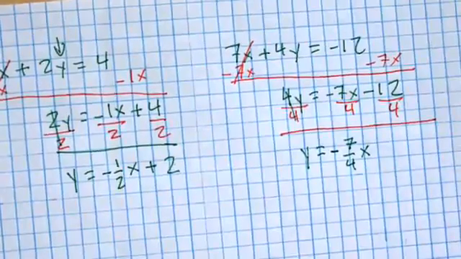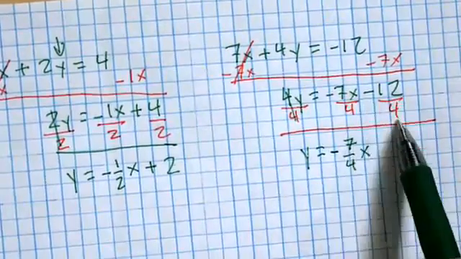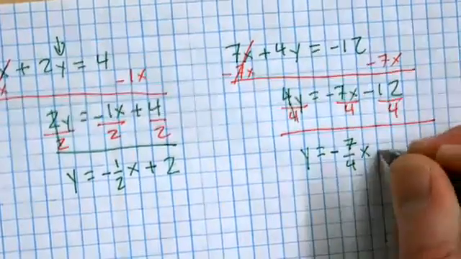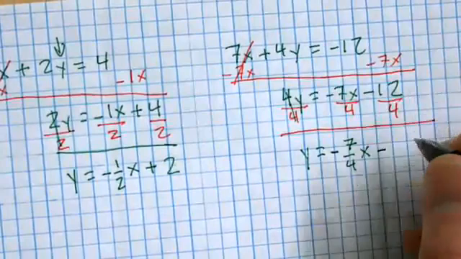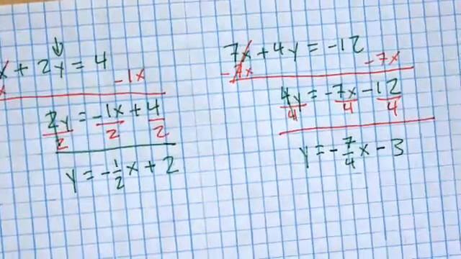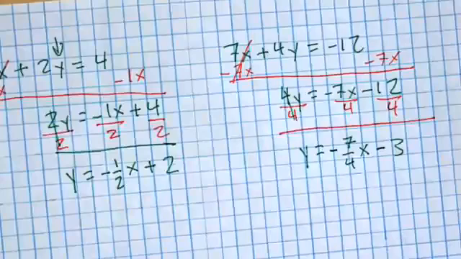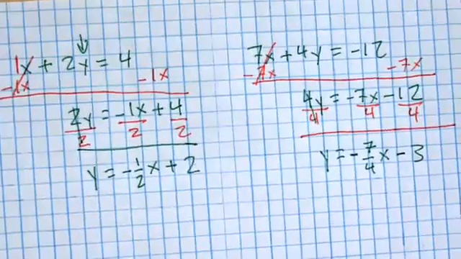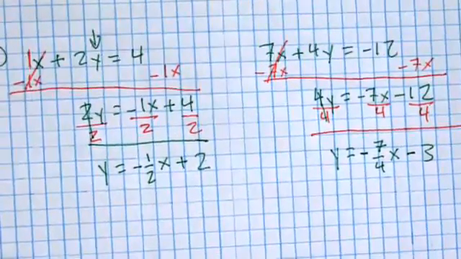And then minus 12 over 4. What's 12 over 4? 12 divided by 4 is 3. Any questions on how I took those two equations and put them into slope-intercept form?